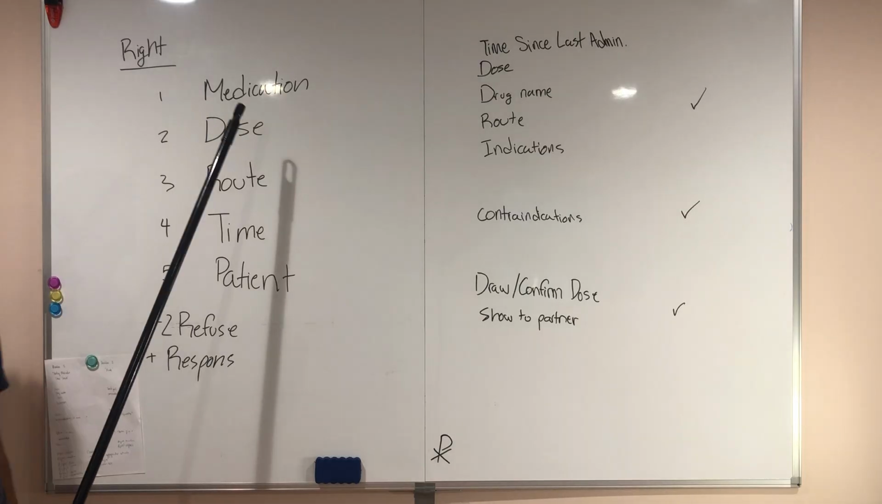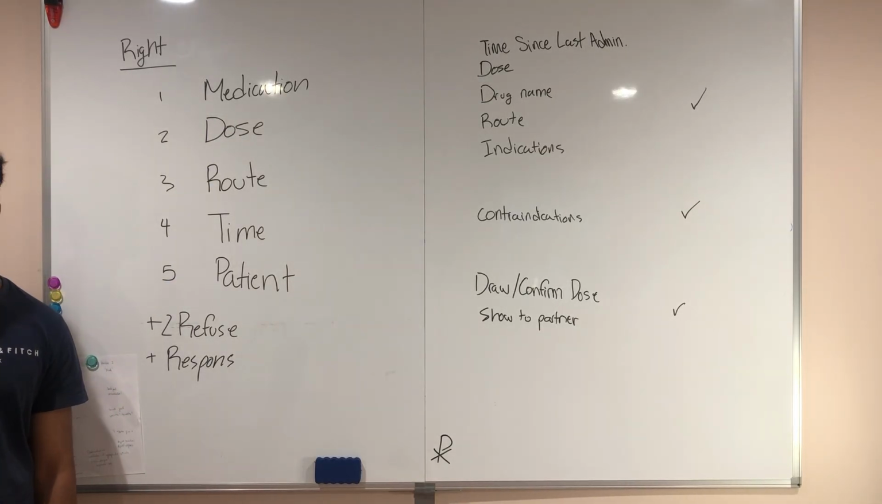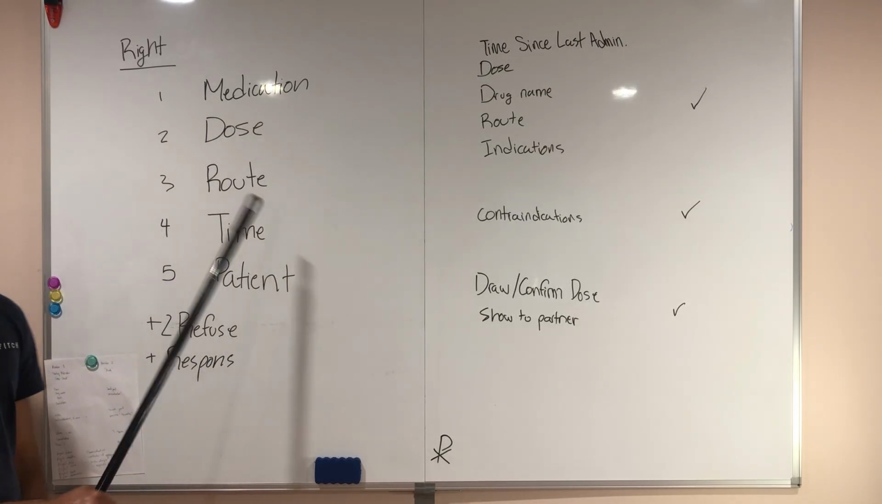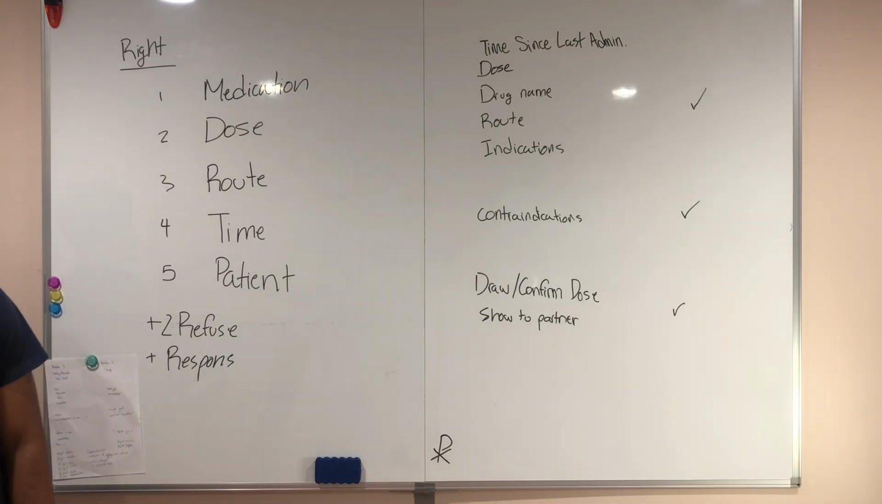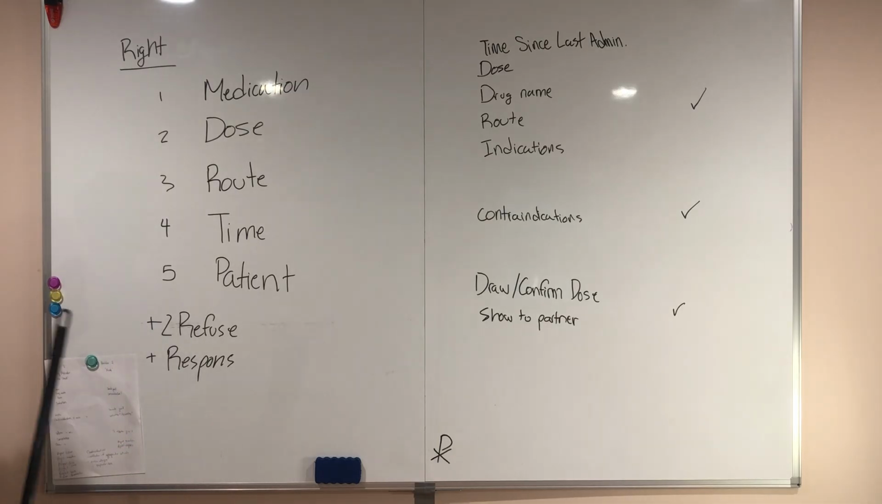So the first one is the right medication. So this is checking your medication name. Next, you check the right dose. For example, for epi, it would be 0.3. For aspirin, it would be 324 milligrams, and then stuff like that. So make sure you got the right dose.